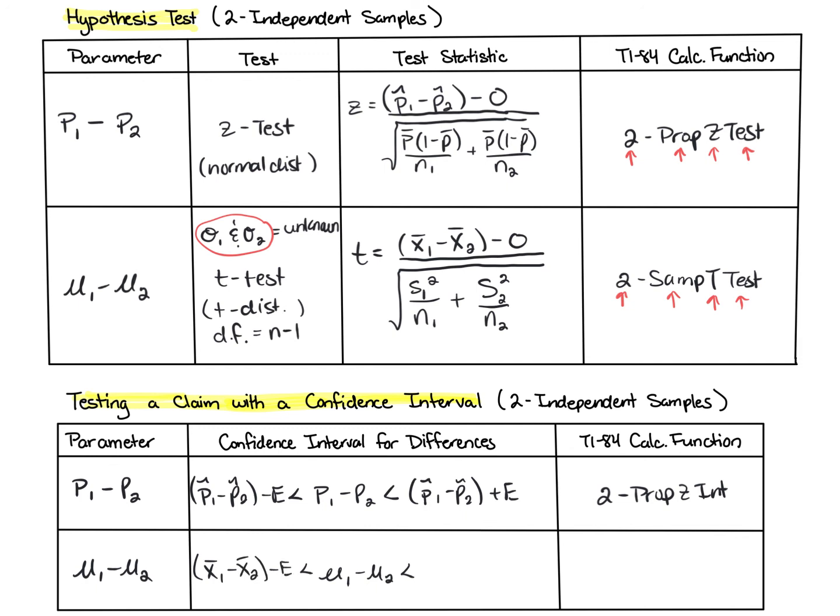Subtract your margin of error. To get the upper confidence limit, again, we're using our sample statistics, our sample mean of x bar 1 minus x bar 2, see what that difference is, and add the margin of error. That gives you the confidence interval. Or you can use your calculator, and the function here would be 2-SampTInt. Okay, and again, this makes a lot of sense. 2 because we have two independent samples, T because we approximate with the t-distribution, and interval because we want to build a confidence interval for the difference between the two means.